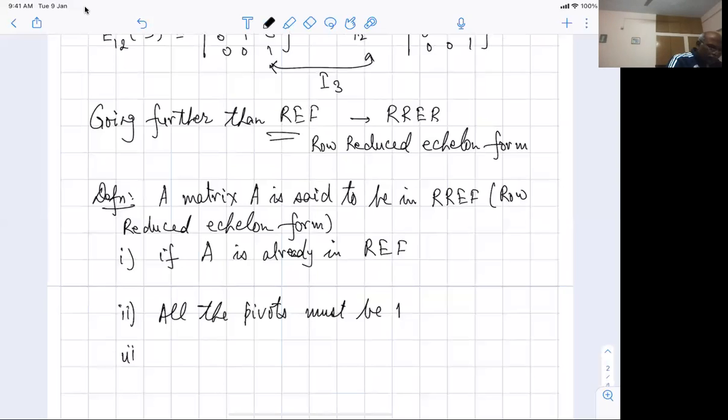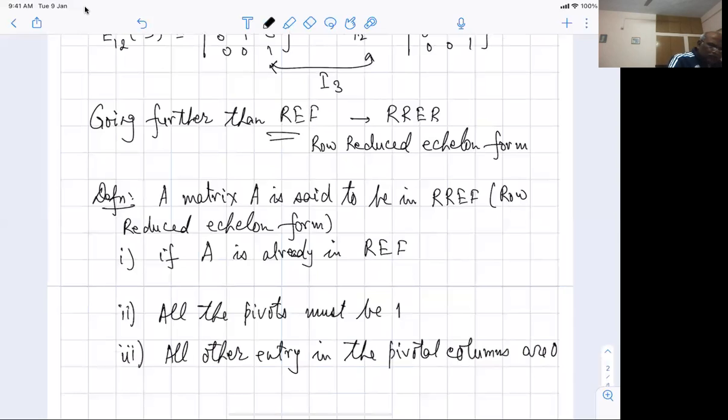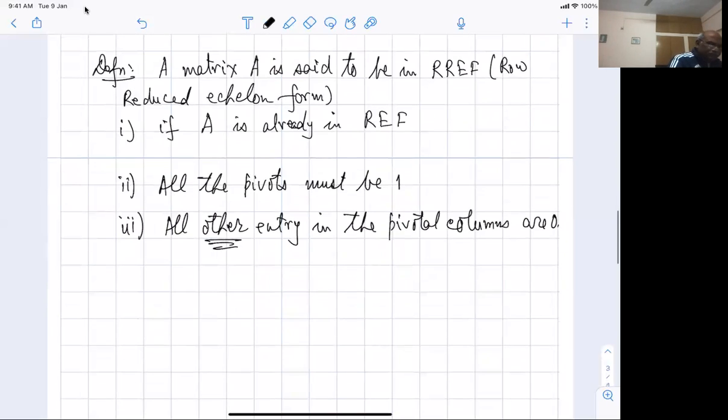Third, all other entries in the pivotal columns are 0. Since it is a pivotal column, there is already a pivot which is 1, and all other entries must be 0. So let's look at an example to understand it.